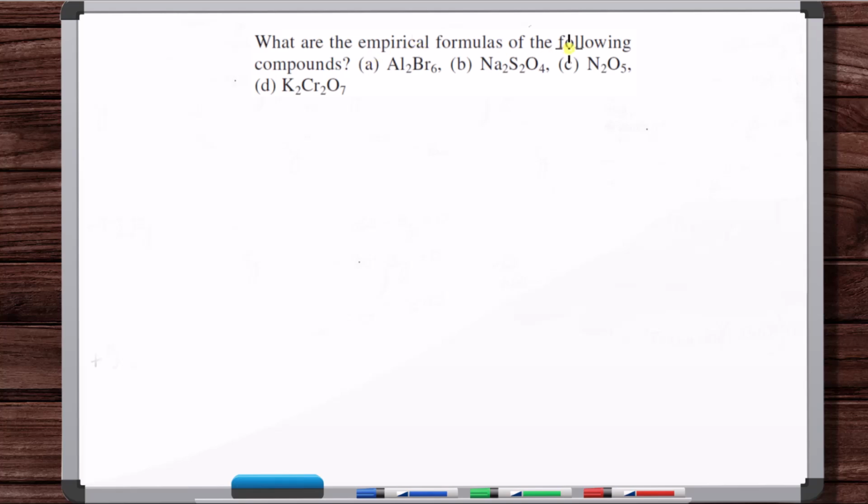What are the empirical formulas of the following compounds? So it's just the empirical formula. You're expressing what is the ratio of one atom to another. So this A, we would say AlBr3, right? It's 1 part aluminum to 3 parts bromine. Okay, Na2S2O4. So we could divide by 2. NaSO2.